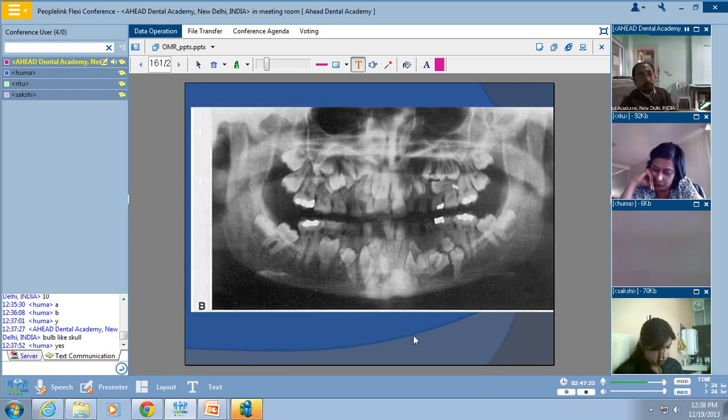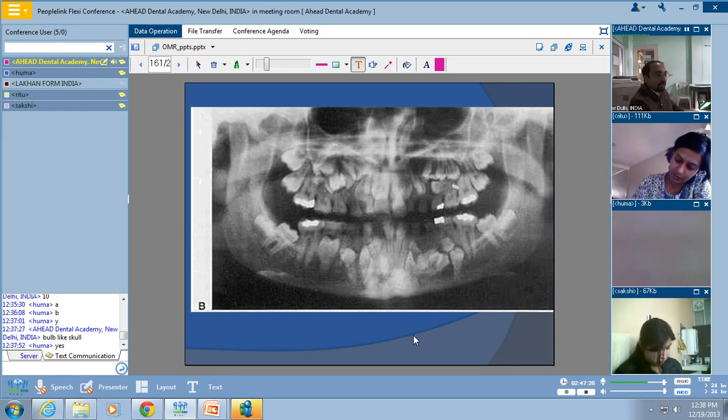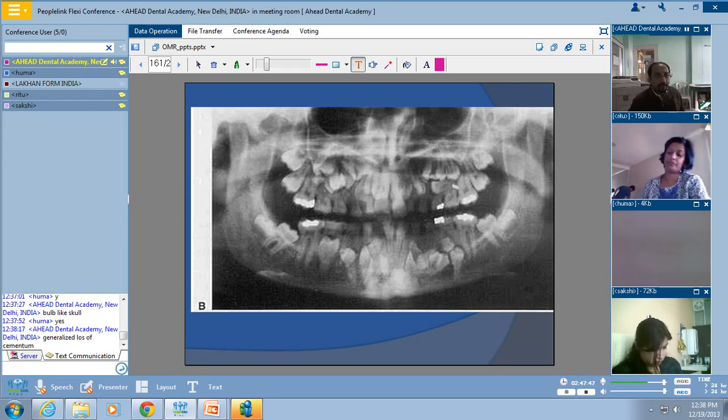And you have another very huge feature of this: generalized loss of cementum. Generalized loss of cementum is seen in patients with this condition, cleidocranial. Generalized widening of PDL is seen in scleroderma. Generalized hypercementosis is seen in Paget's disease. So try to remember these three generalized features: generalized loss of cementum in cleidocranial, generalized widening of PDL in scleroderma, generalized hypercementosis in Paget's disease. Is it clear?